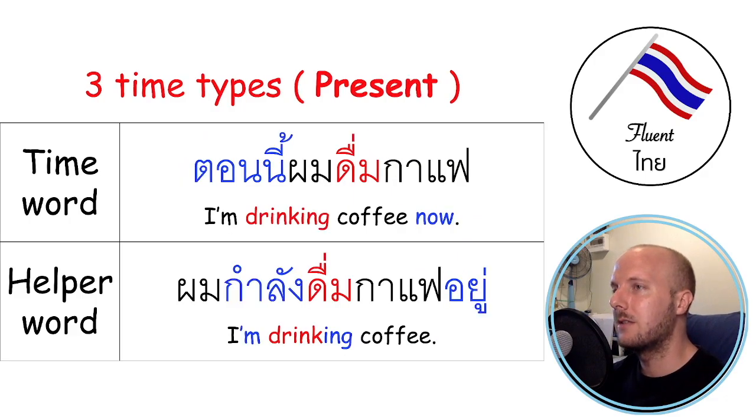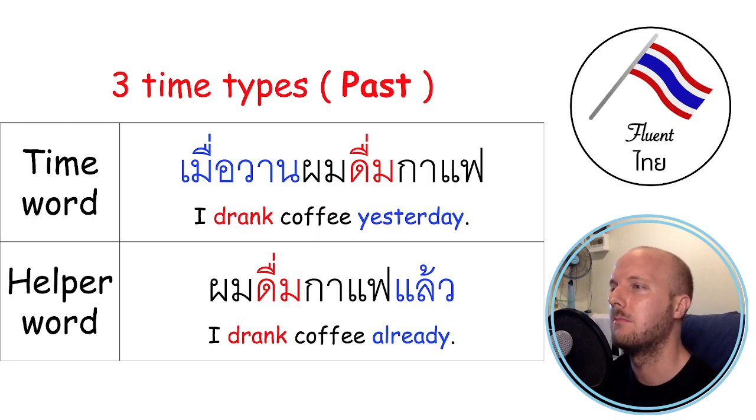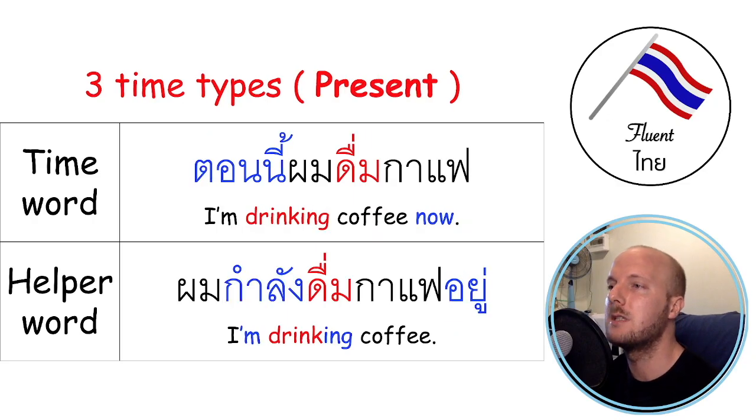So next, let's look at present. So for a time word, for example, now. Just like with yesterday, we want to put it at the start of the sentence. So I'm drinking now. In Thai, we would say ตอนนี้ผมดื่มกาแฟ, and it's literally saying now I drink coffee.